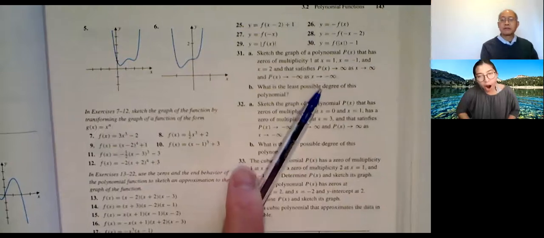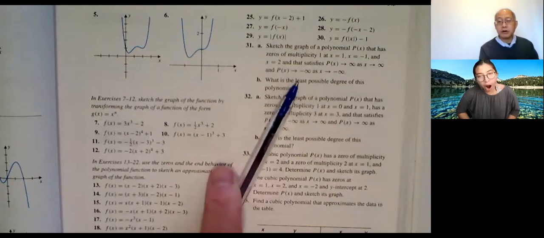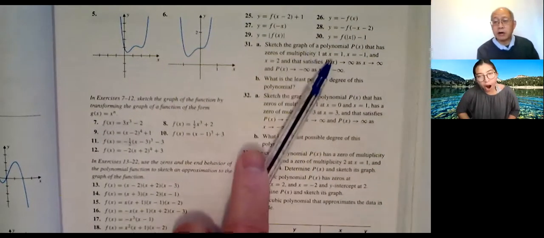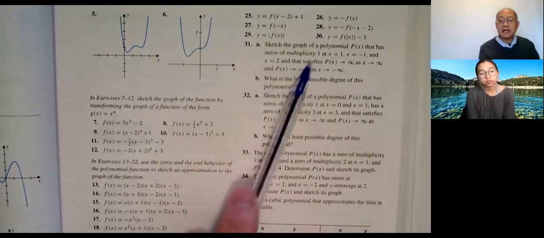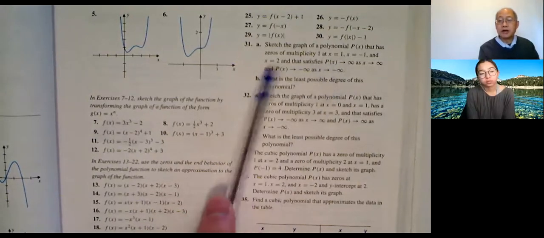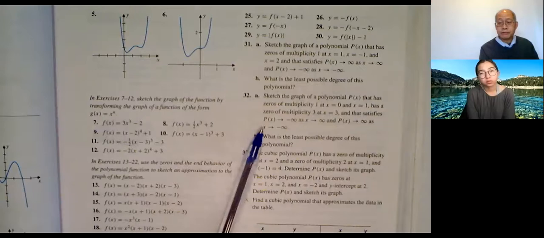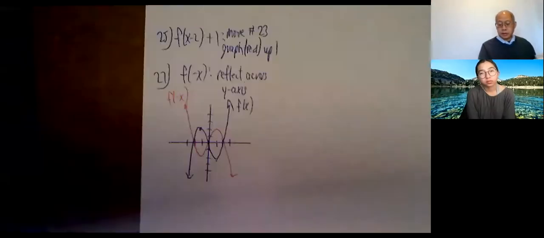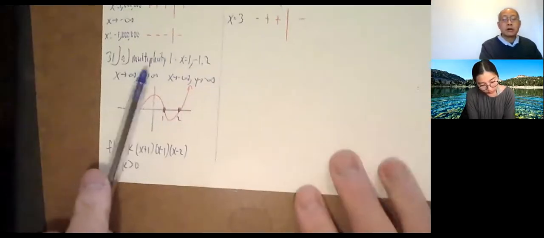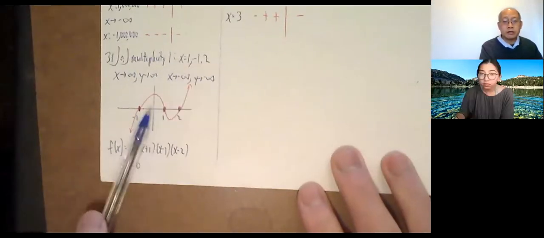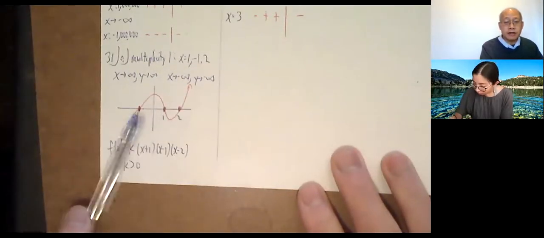and p of x approaches negative infinity as x approaches negative infinity. All right, so the key things are you got a 0 at 1, negative 1, and 2. So on my x-axis at 1, negative 1, and 2, I put a dot. Okay, x equals 1, negative 1, and 2. There, there, and there.